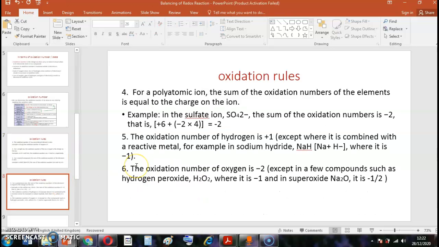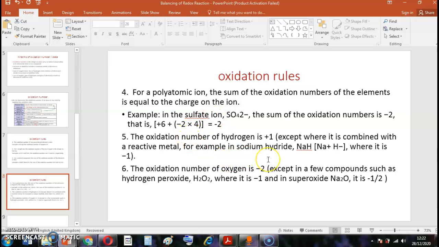Let's look at oxidation number rule 4. For a polyatomic ion, that is an ion which contains so many elements combined together to form that ion, for example, SO4 2-, CO3 2-. This is a polyatomic ion. Here, after summing all the oxidation numbers of the individual elements, equate it to the charge on the ion. I'll also take this one into detail so that I explain it better.